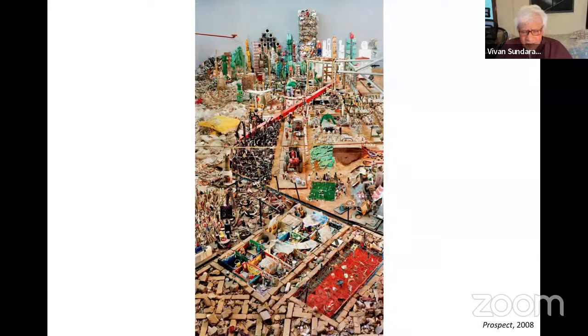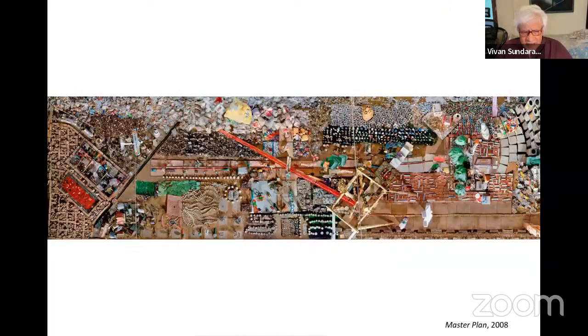Next, please. This is called Master Plan, and it's the same work which is shot from above, and to show it as a plan, which means a flat view. And the flat view also brings out the decorative elemental quality of this vast amount of items, which then create patterns and make a very modernist statement.